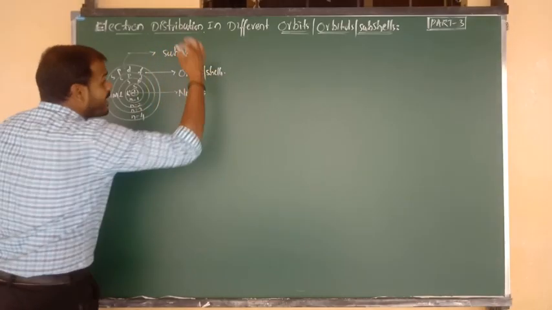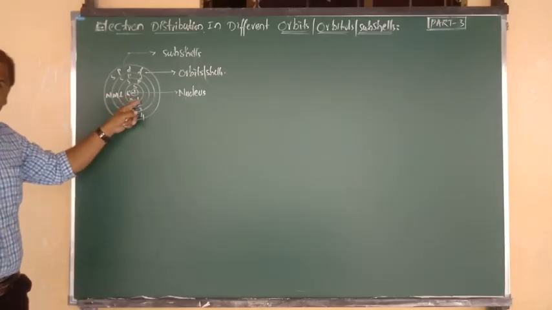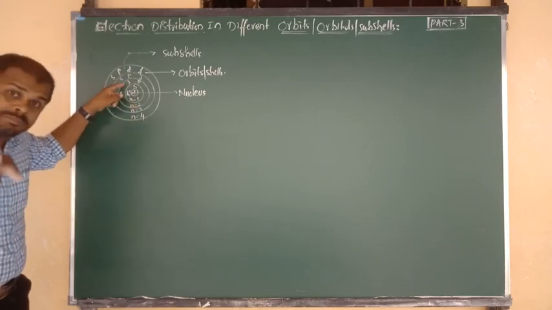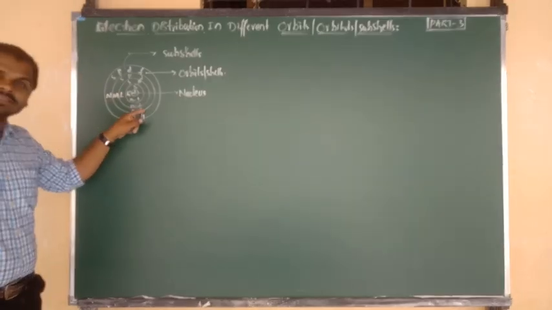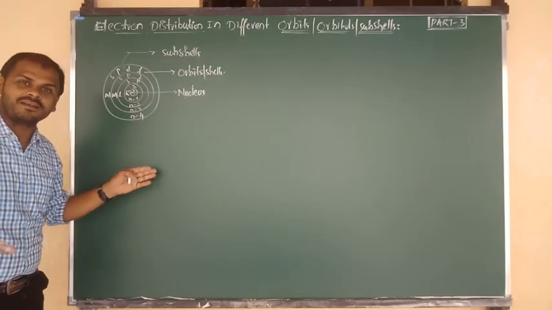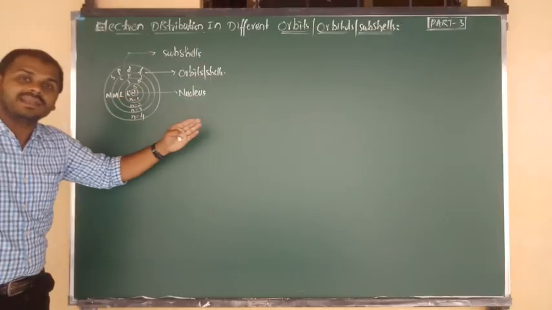Subshells information. Once again, the first orbit contains one subshell. The second orbit contains two subshells, S and P. The third orbit contains three subshells, S, P, D. And the fourth orbit contains four subshells, S, P, D, F. Like that we can consider.